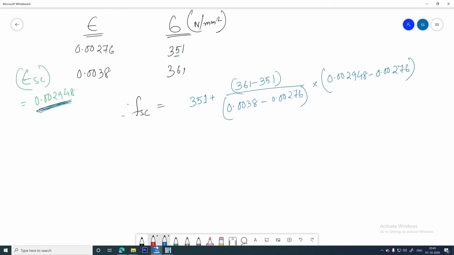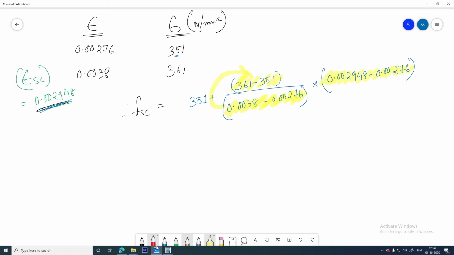It is basically a kind of unitary method. If you can't remember the interpolation formula, it's simply a kind of unitary method. If I show you, it will become much easier. Look, this is the difference of stress. So for this difference in strain, what is the difference in stress? For this much difference of strain, this is the difference of stress. So what will be the difference of stress for this much difference of strain? This is the kind of unitary method, and finally you get this expression.